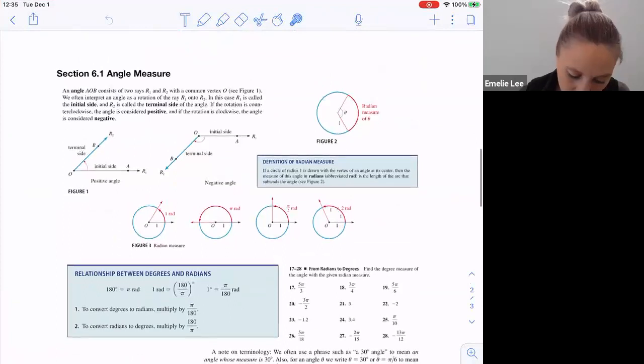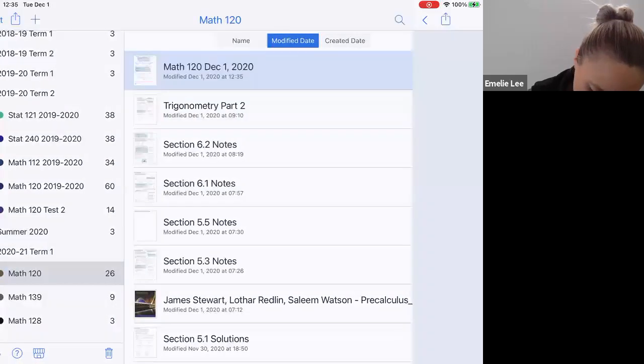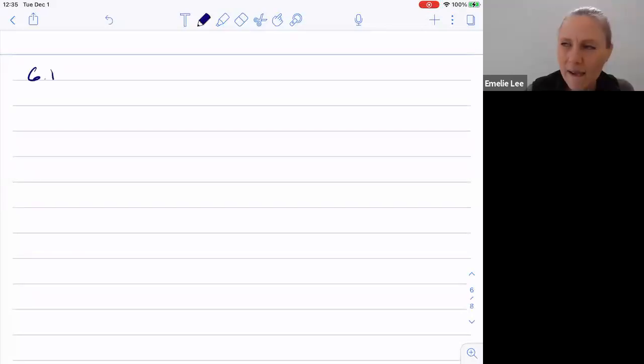Okay, so let's see here. Okay, we're going to start 6.1. It's nothing new. So in chapter 6, what happens is we just do everything we did in chapter 5 again, but we just start calling things angles, right? And so the tricky part, let me just find a new page here. 6.1, I think it's called angle measures.